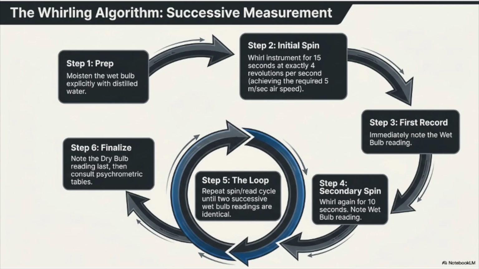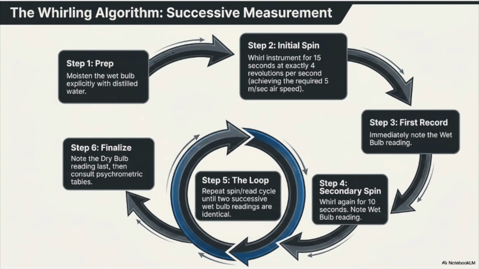Using the sling psychrometer follows a specific whirling algorithm for successive measurement. Step 1 is preparation, moistening the wet bulb explicitly with distilled water. Step 2 is the initial spin, whirling the instrument for 15 seconds at exactly 4 revolutions per second, which achieves the required 5 meters per second airspeed. Step 3 is the first record, immediately noting the wet bulb reading.